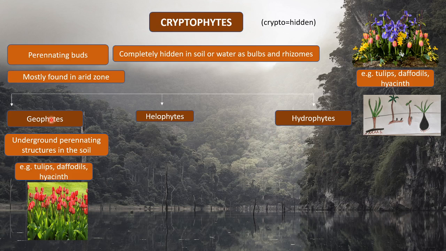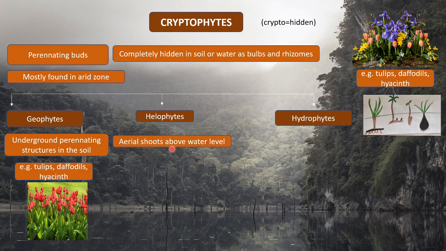So for now we understand that geophytes are those kinds of cryptophytes that have their underground perennating structures in the soil. When this perennating body is present, hidden in the soil, it is termed a geophyte. Most of the plants that grow in arid zones are geophytes. Now let us understand what halophytes are.